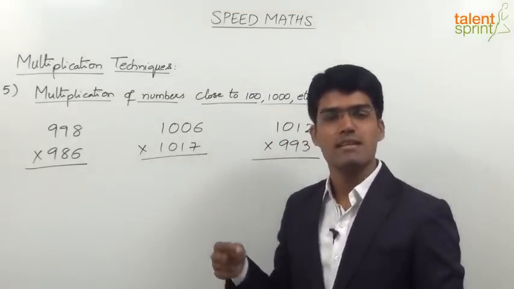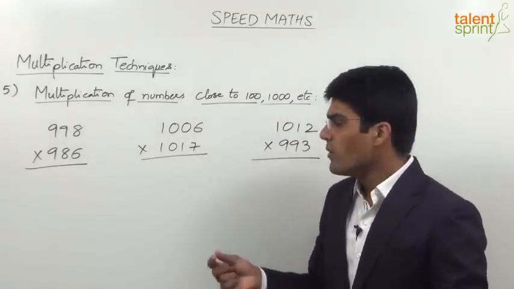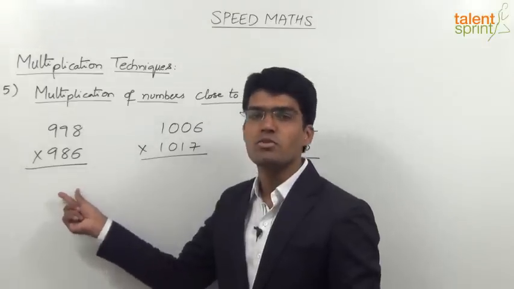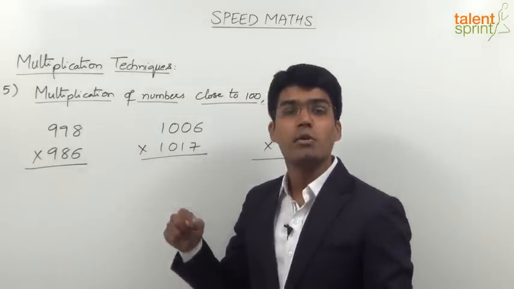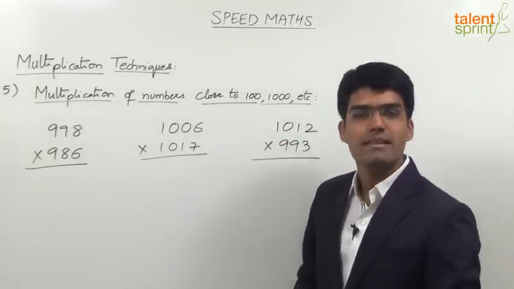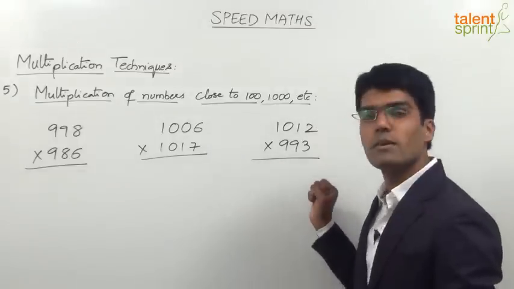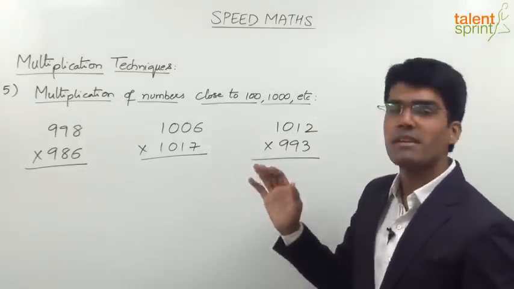Like in the previous case, when the numbers were close to 100, we write the first result and then take two zeros after the answer. But here, we need to take three zeros as the base here is 1000. Let us try to solve these questions. As I've already mentioned, the procedure remains same.